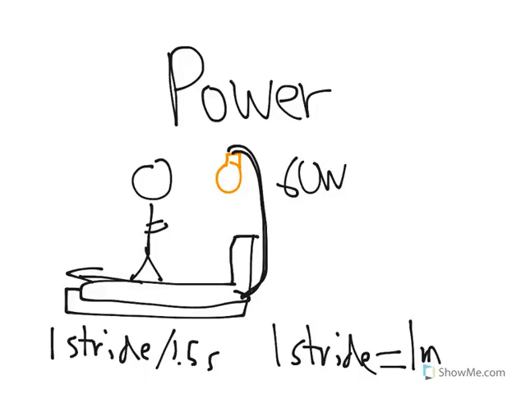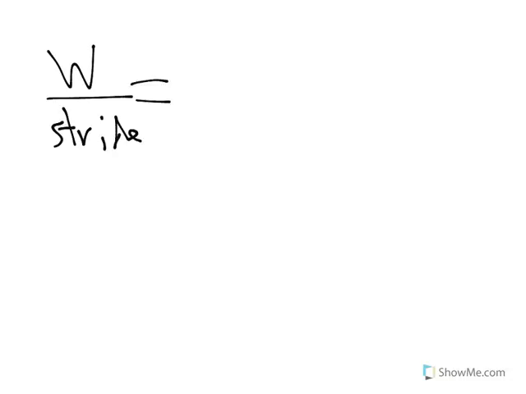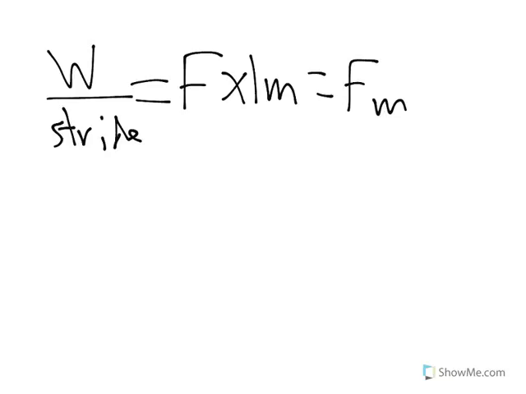Let's look at what we have so far. Well, what do we know? Let's figure out how much work he's doing per stride. So we'll say work per stride. Let's make the force times the distance. What's the force? We don't know what the force is. We do know the distance, however. It's 1 meter. So we're going to do force times meters is the amount of work he's doing.